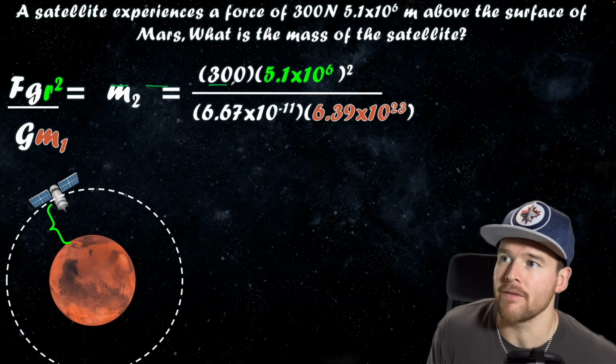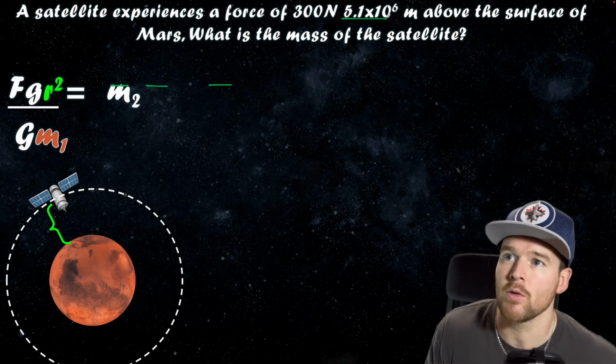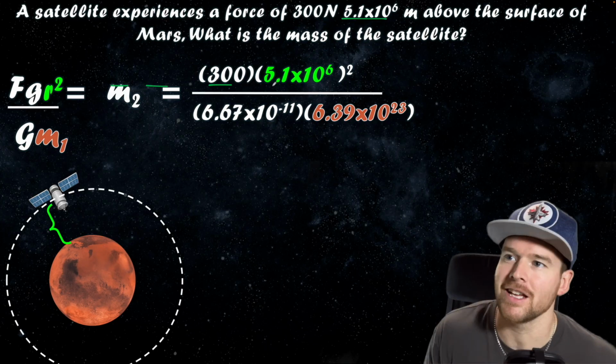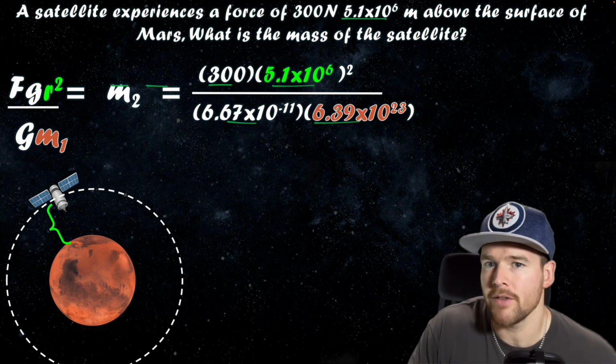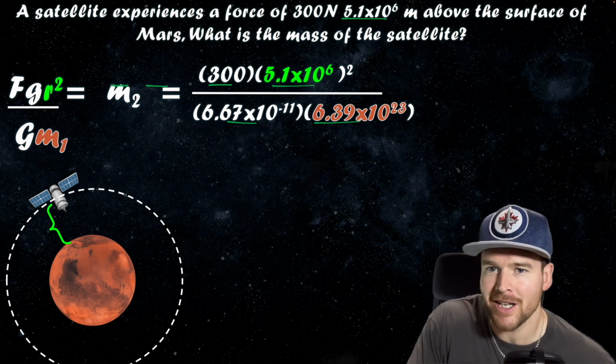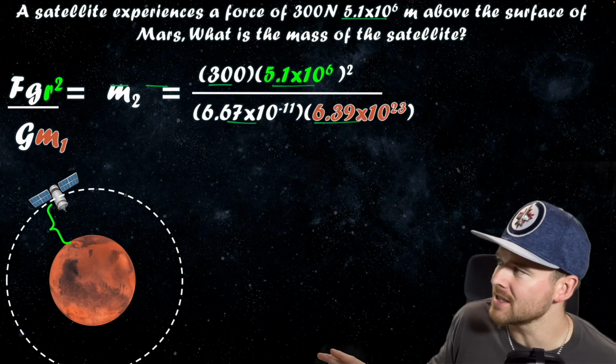Plugging in my numbers, I have 300 newtons, and then I have the radius. We saw 5.1 times 10 to the 6 meters. There it is, going in there. Then the gravitational constant, and then the mass of Mars. However, unfortunately, if you plug that in your calculator, you're going to get the wrong answer on a test. Why is that going to give you the wrong answer? It looks almost entirely right.